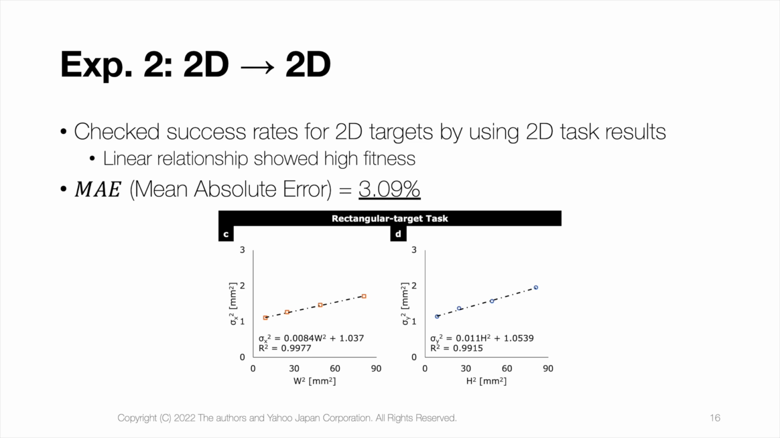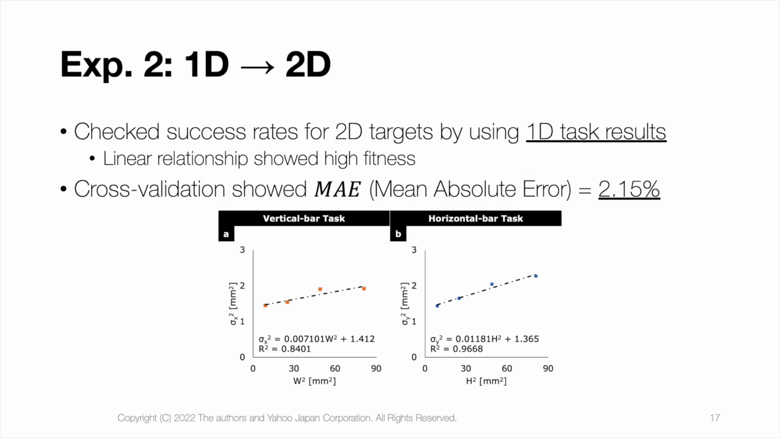First, we checked the success rate for the 2D targets by using the 2D task results. We found that the linear relationship showed high fitness, and the mean absolute error was 3.09. Next, we checked the success rate for the 2D targets by using the 1D task results. We found that the linear relationship showed high fitness, and the mean absolute error was 2.15.